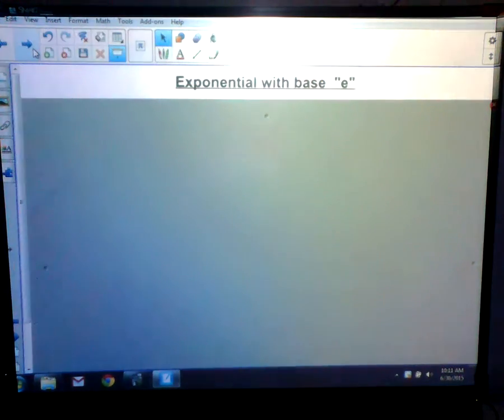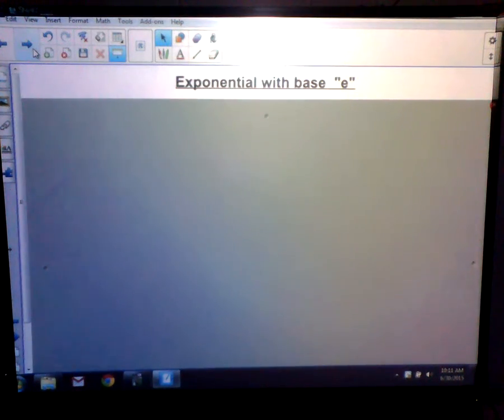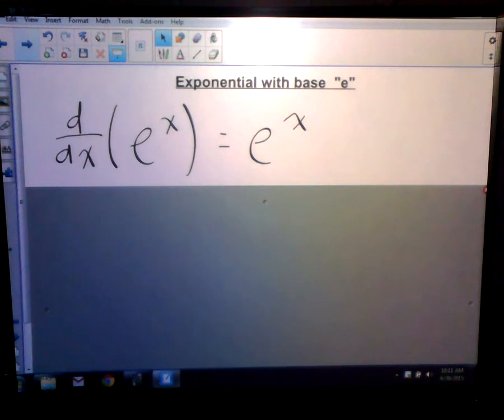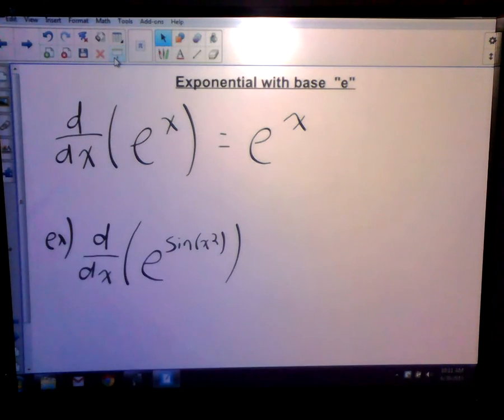First, a little review. What's the derivative of an exponential with base e? Well, this was one of the first rules we had. The derivative of e to the x is e to the x. It's its own derivative. Let's do a quick example, something we haven't done before.